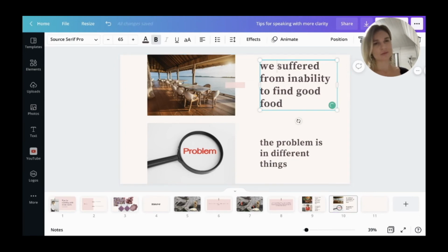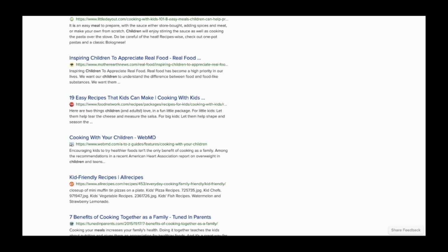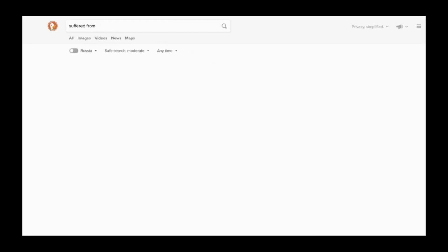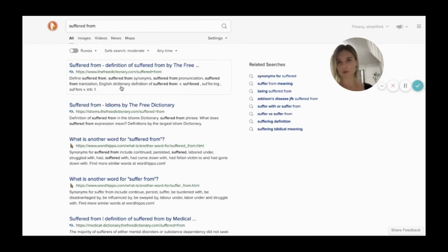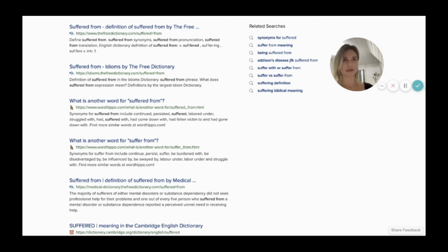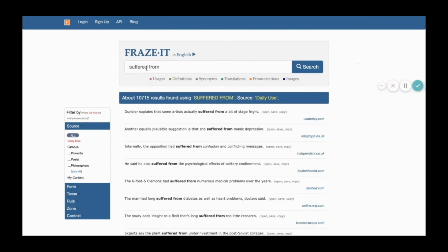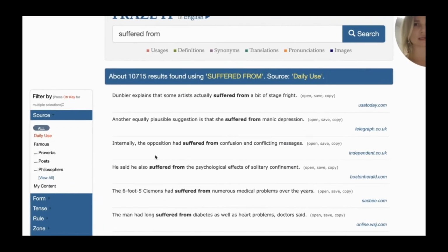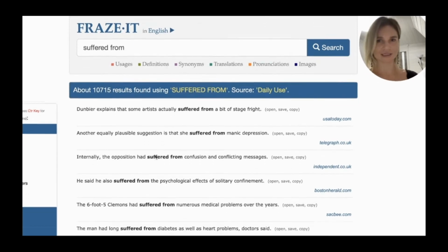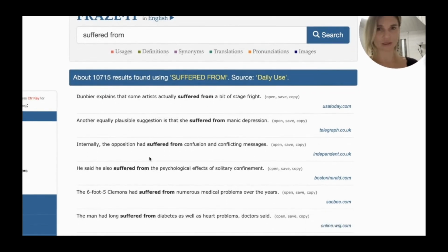Suffer from is used in different contexts. So if you Google the word combination suffer from, or I suggest we go here. Remember this place, suffered from, and you can teach yourself in what context this word is used by native speakers. Have a look.